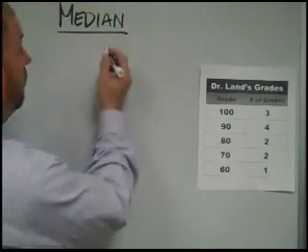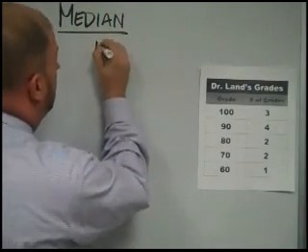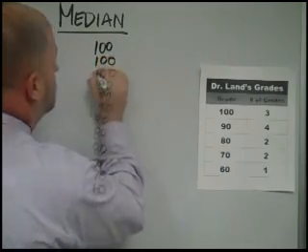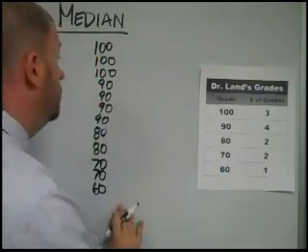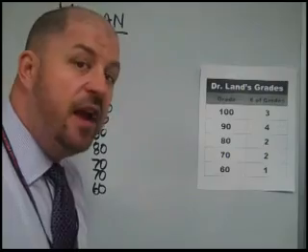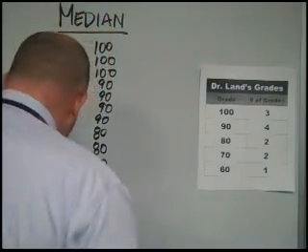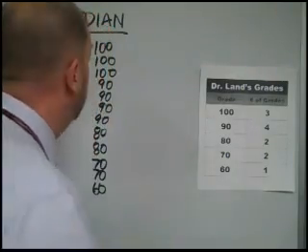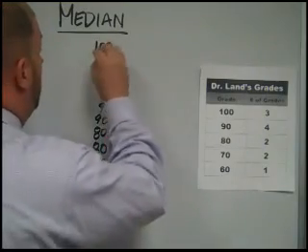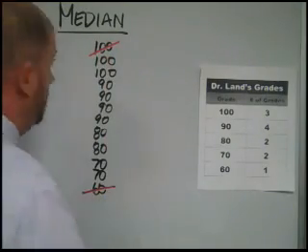So let's just write out our numbers. Let's make a list of our numbers. And here are all my numbers. To identify the median, I've got to find the middle one. Let me show you how I find the median. I'm going to start at the top, and I'm going to cross off the top. And I'm going to cross off the bottom.